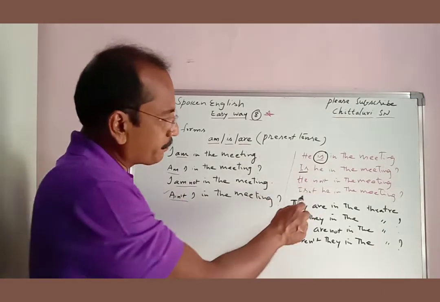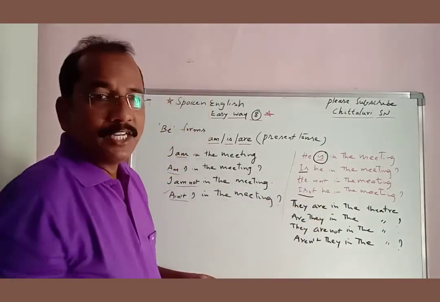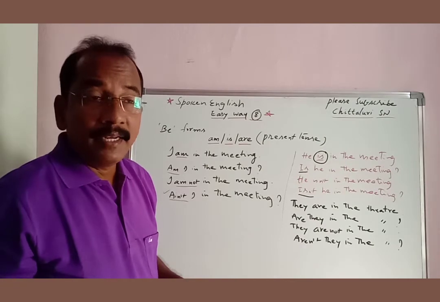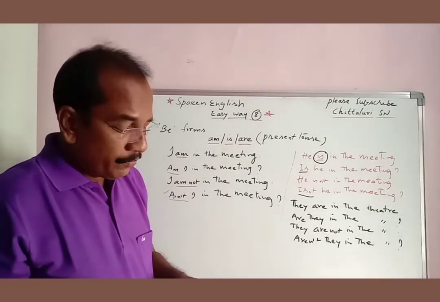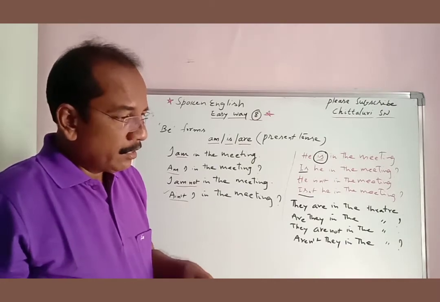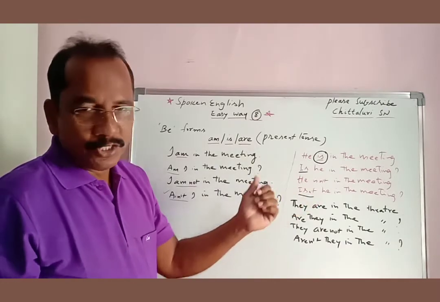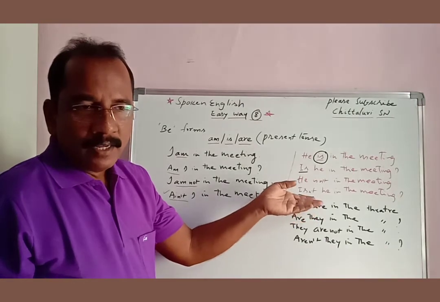Coming to the fourth sentence, isn't he in the meeting? Isn't he in the meeting? Which means, is he not in the meeting? So we can use it, it's a contraction. Isn't is the contraction for is not.